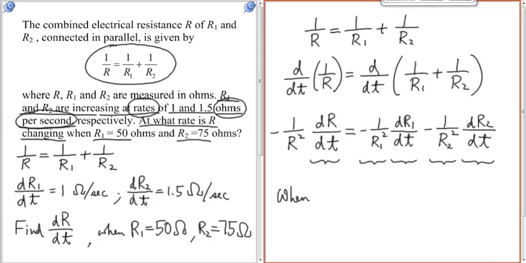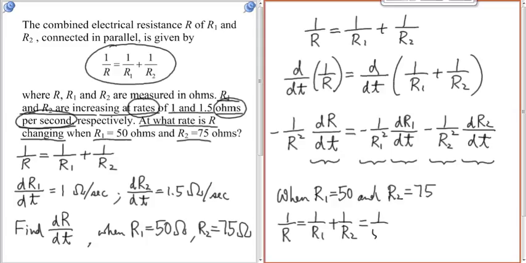But what we know is, when R1 equals 50 and R2 equals 75, we have 1 over R equals 1 over R1 plus 1 over R2. That means 1 over 50 plus 1 over 75, which gives you 1 over 30. So in other words, we can tell R at this point would be 30.